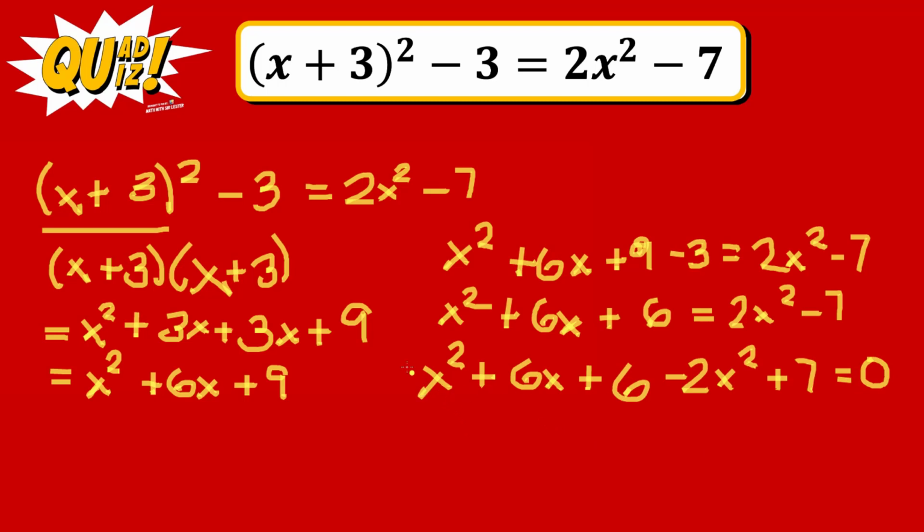X squared, we know that to have 1. 1 minus 2, you will have negative 1 x squared, or just simply negative x squared. Since 6x doesn't have any other term that can be combined with it, it stays 6x, and you have 6 plus 7, you will have plus 13 equal to 0. So this is now the standard form of this given equation, applying the correct properties and operations.